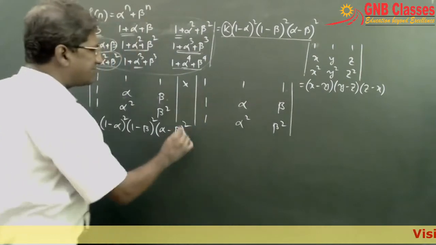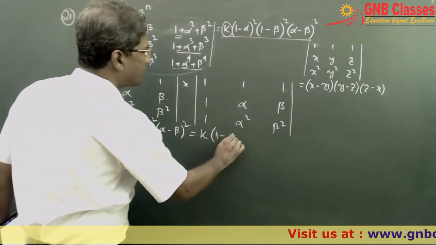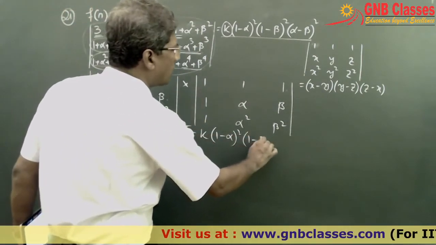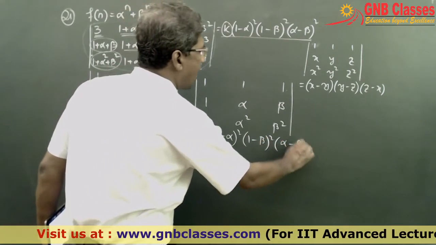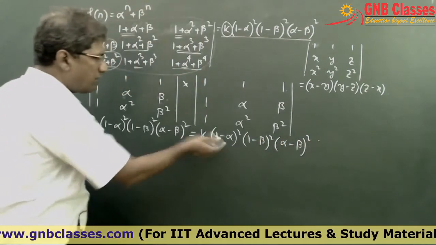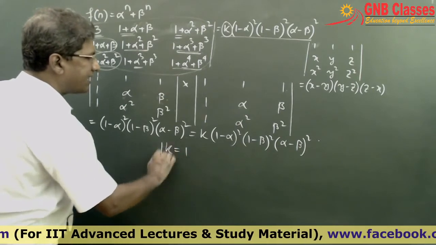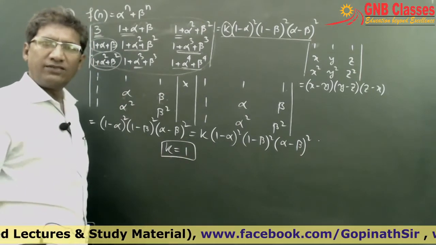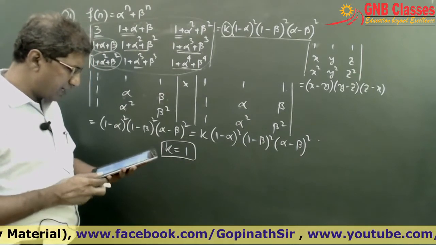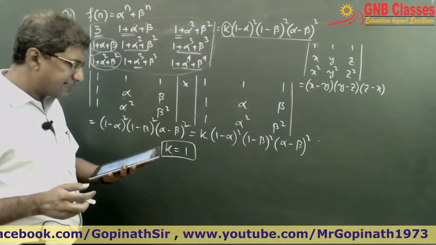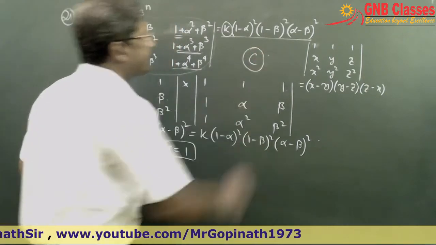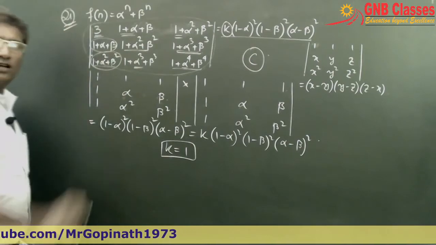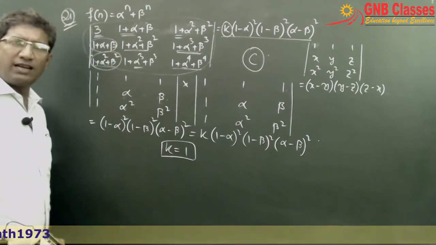Now what we got here? They have already given this is nothing but k times (1 minus alpha) whole square, (1 minus beta) whole square, (alpha minus beta) whole square, right? So if we compare, we are going to get k as 1. Therefore, option C is correct. Option C is correct for question number 21. Have you understood this problem clearly?